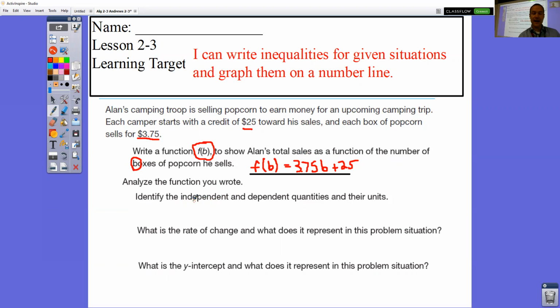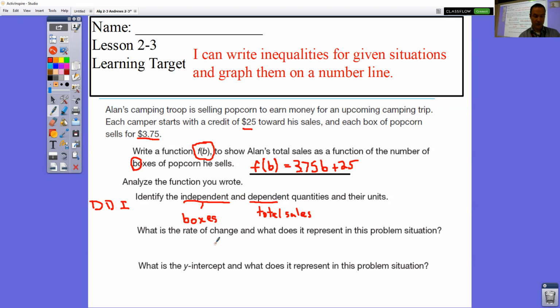Analyze the function you wrote. Identify the independent and dependent. Remember, back from chapter 1, the dependent depends on the independent. So the independent here would be the boxes of popcorn, and the dependent would be your total sales. Because the more you sell, the more money you make. So the thing that is changing all the time is your total sales based on the number of boxes.